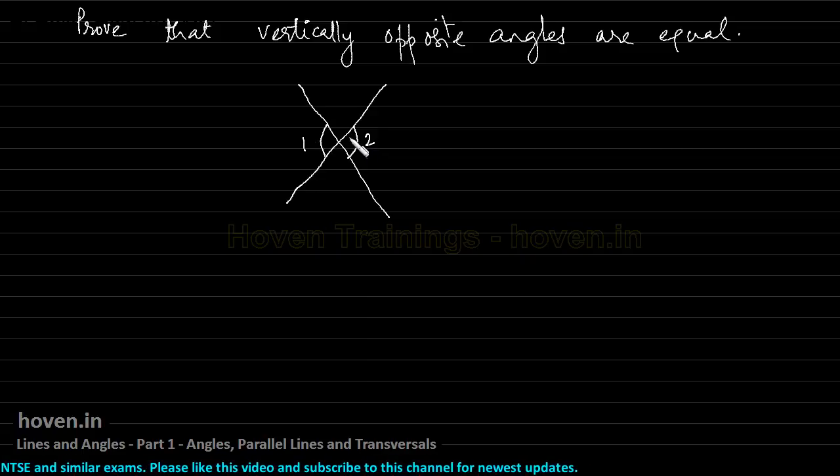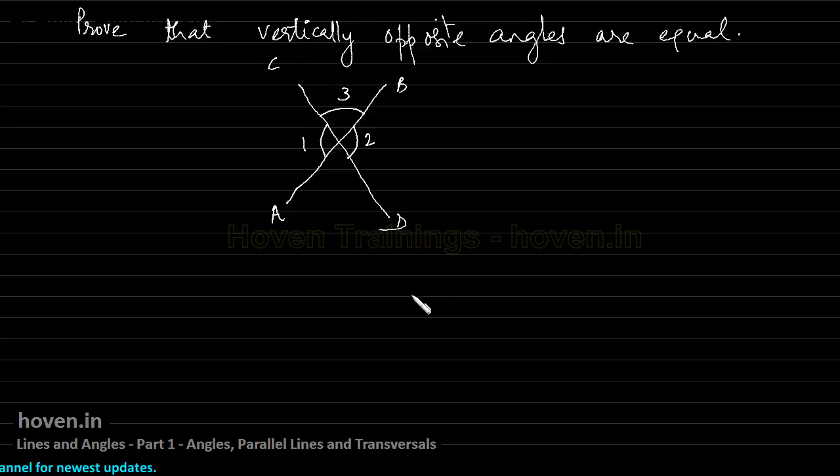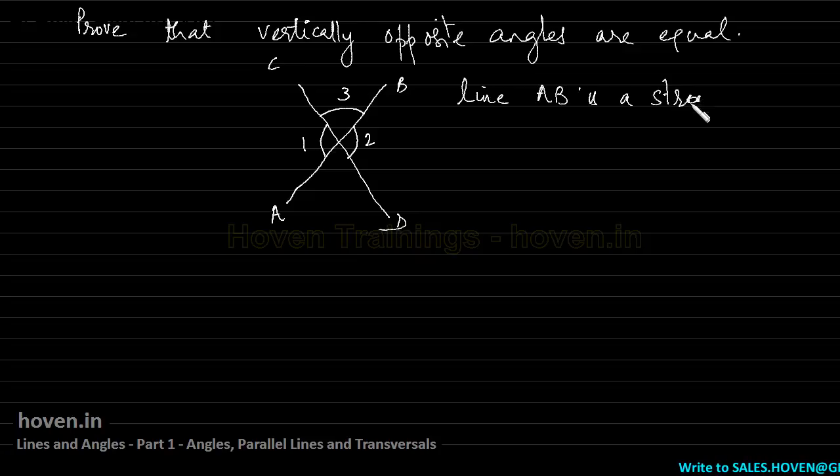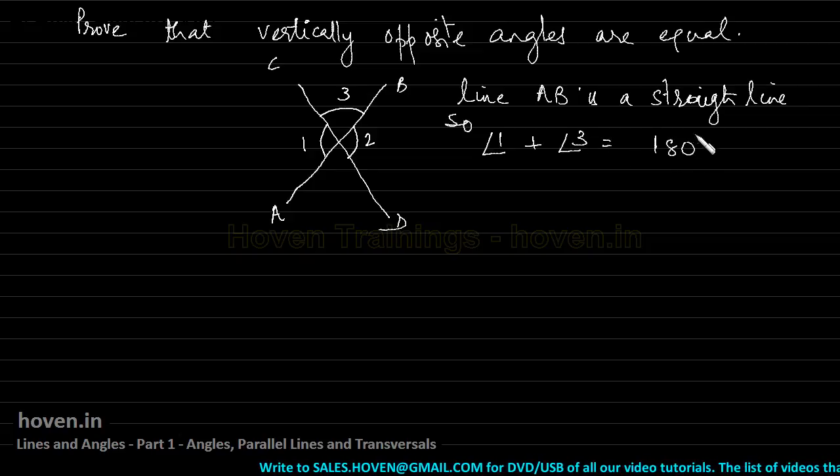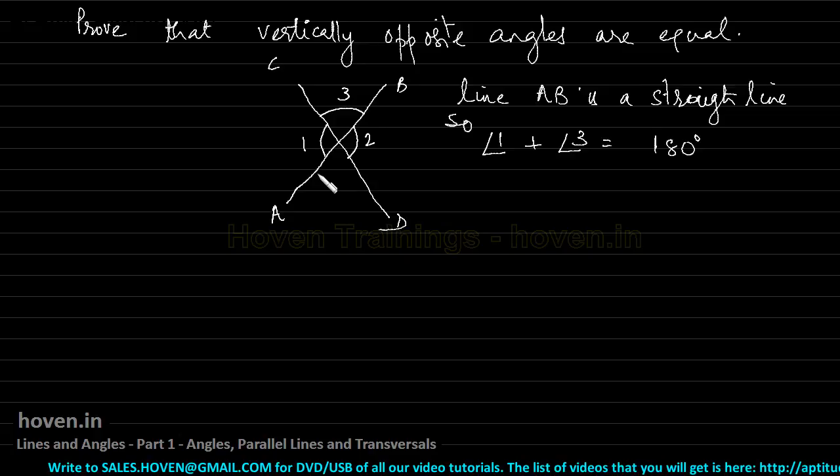So to prove this, let us write this angle as 3. Now, let me call this AB and let me call this as CD. Now here I will write line AB is a straight line so angle 1 plus angle 3 is equal to 180 degrees. Angles on a straight line, they are totaling to 180 degrees. This is a known fact about a straight line.